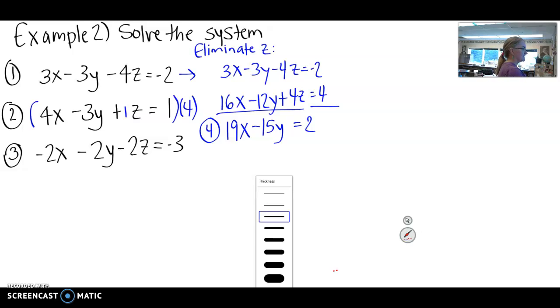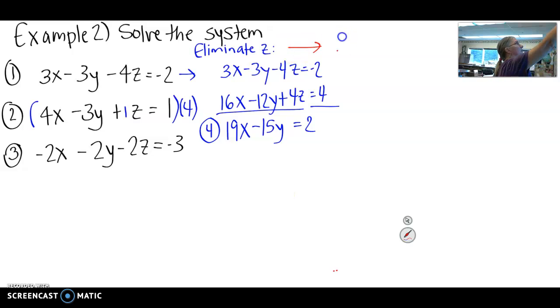Now I'm going to eliminate z again, so we have to use equation 3, and then pick 1 or 2 to eliminate the z, and if I use equation 2 again, I have a 1z and a negative 2z. All I need to do is multiply equation 2 by 2 this time, and then the z's will drop out. So I'm going to put equation 2, and I'm going to multiply that by 2. So every term has to get multiplied by 2.